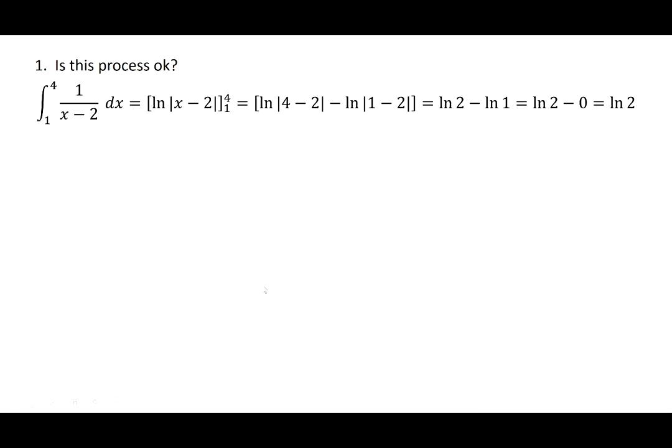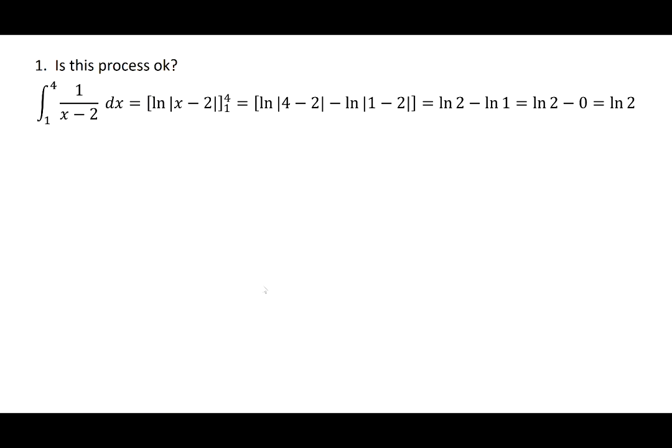Okay, is this process okay? What? I thought we already... No, we didn't look at this problem. It's different from the one that we started with. Notice, we are saying integral 1 to 4 of 1 over x minus 2, right? What's the integral of 1 over x minus 2? Natural log of absolute value of x minus 2. And we are supposed to evaluate it in the limits 1 to 4, right?